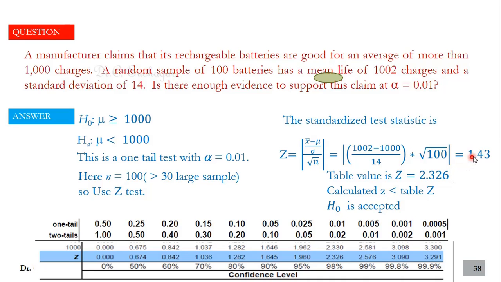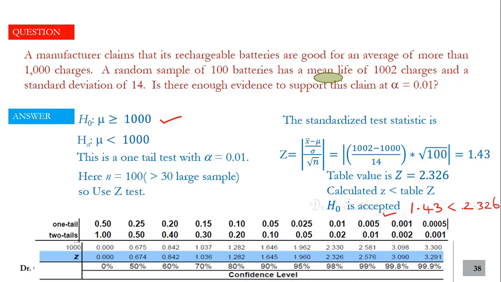Now you have to compare this calculated value with the table value. Always keep the calculated value 1.43 on the left side, and take the table value on the right side. So you get 1.43 on the left side, that is the value we have calculated, and the table value is coming 2.326. Check is it less than or not. This is clearly less than. If it is clearly less than, you can say H0 is accepted. What is the H0? The battery is working for more than 1000 charges. The company's claim is accepted.